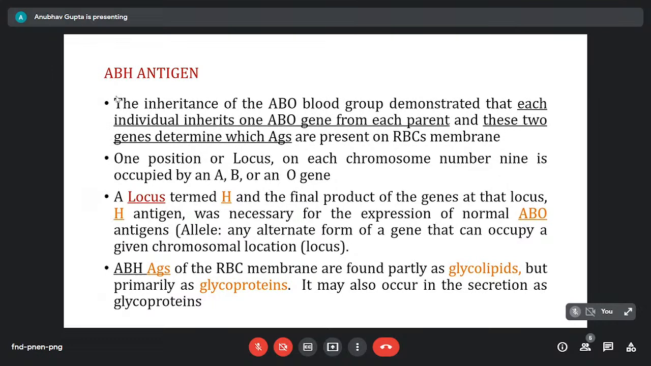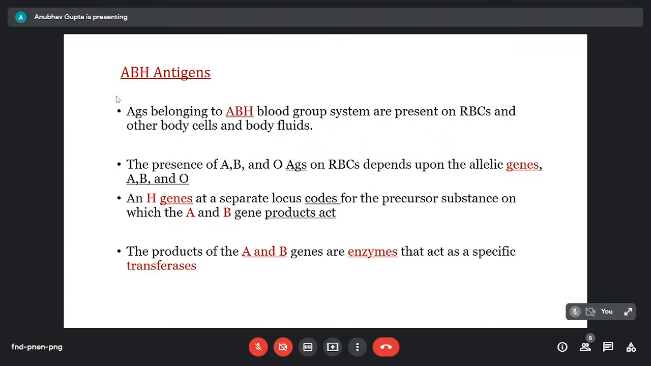So ABH antigens on the RBC membranes can be glycolipids or they can be glycoproteins. They may also occur in the secretions as glycoproteins, but the exception is CSF. In the CSF, we don't find any antigen. So antigens belonging to the ABH blood group system are present on RBCs and other blood cells and body fluids except CSF.